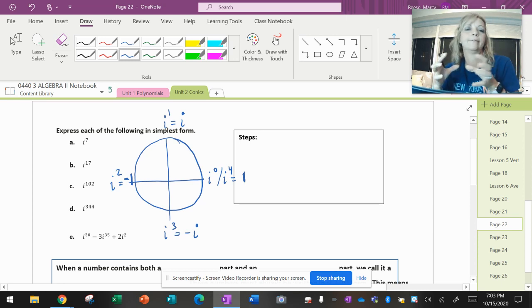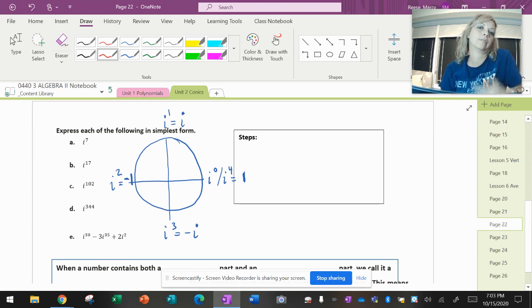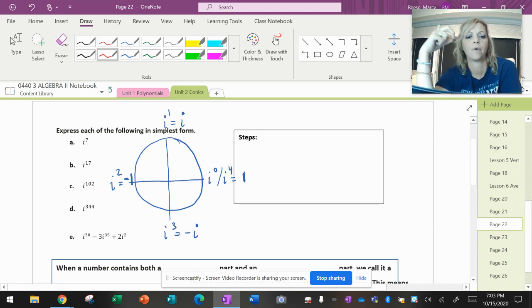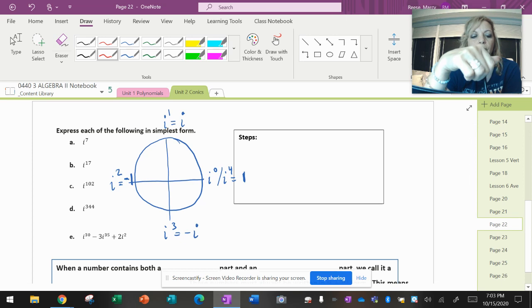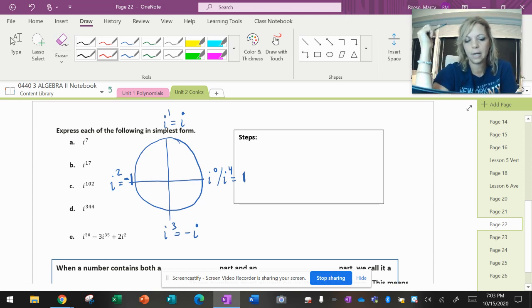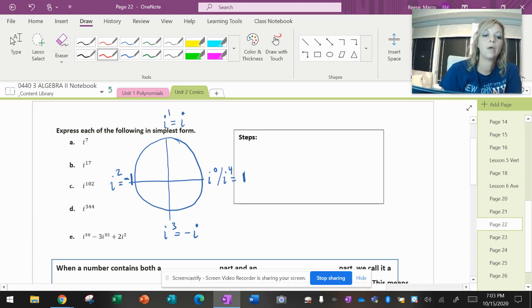Okay, you kind of have to have that memorized. It's not really a good answer for you. I hate to say that, but that's how it works. Because I'm going to give you steps in a minute, but there are 2 ways to do these problems. If I say you have to simplify A through E here, which is i to the 7th, i to the 17th, i to the 102, i to the 344, okay? If you have to simplify i to the 7th, you start at the top, because that is i to the 1st power, and then you go counterclockwise around.